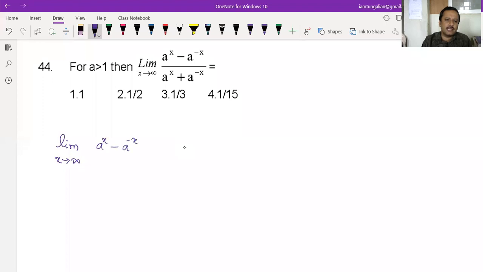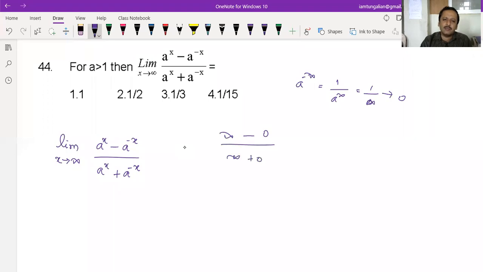(a^x - a^(-x)) / (a^x + a^(-x)). If you directly apply the limit, a^infinity will be infinity, minus a^(-infinity), that will be 0. How? a^(-infinity) is nothing but 1 by a^infinity, that is 1 by infinity, which will tend to 0.